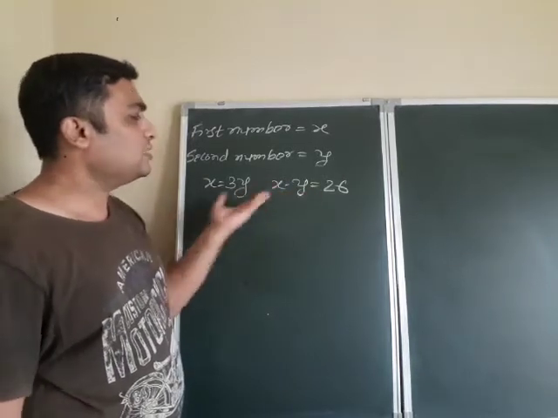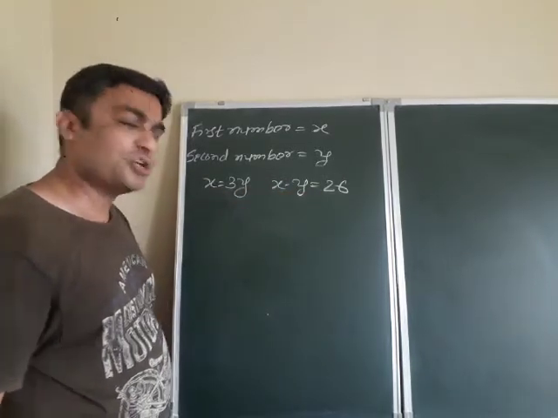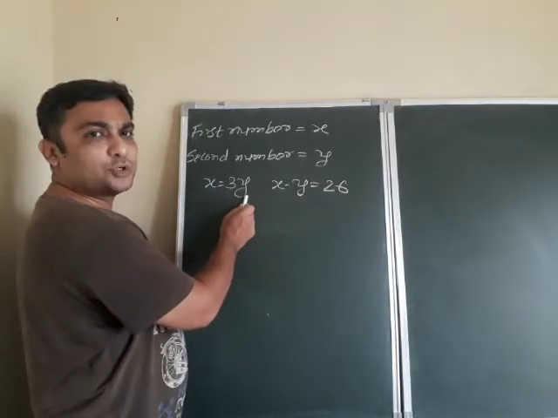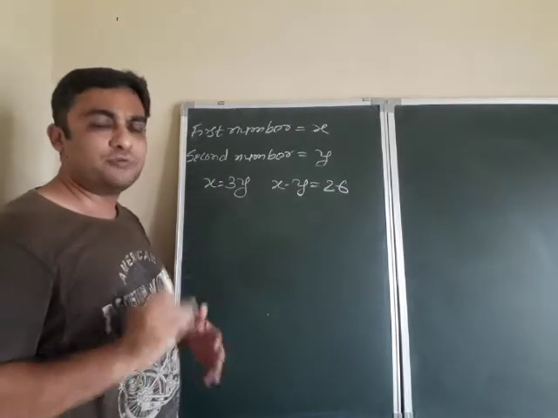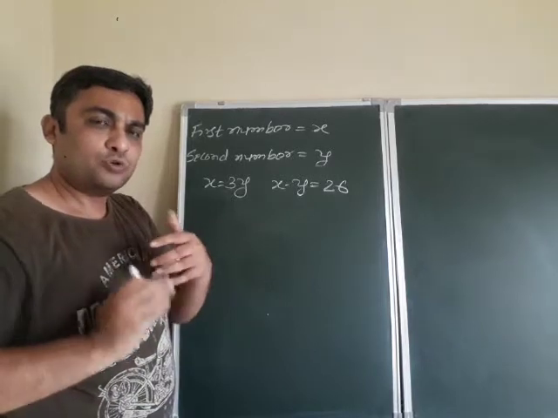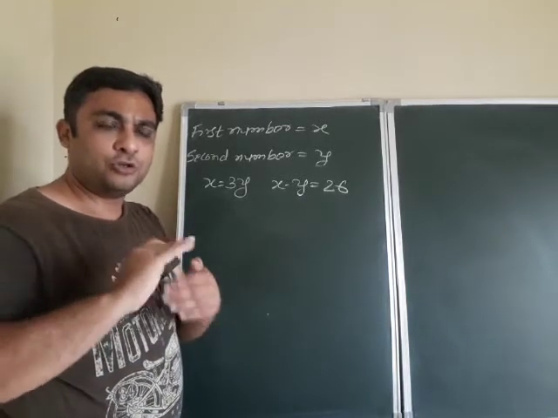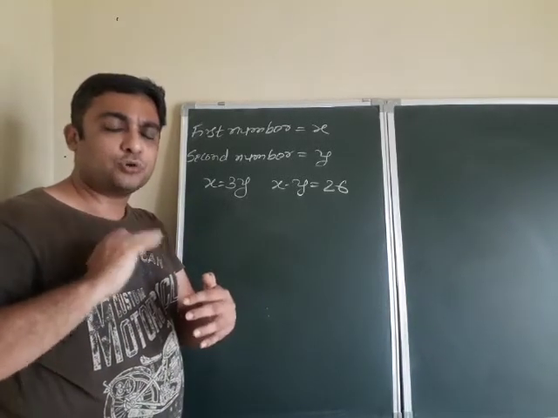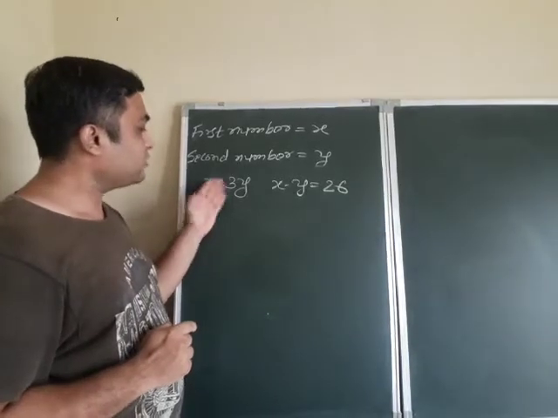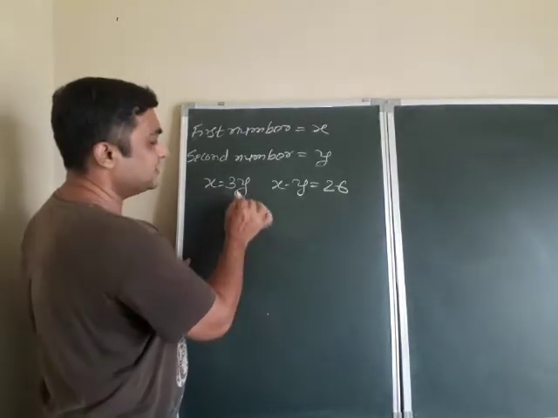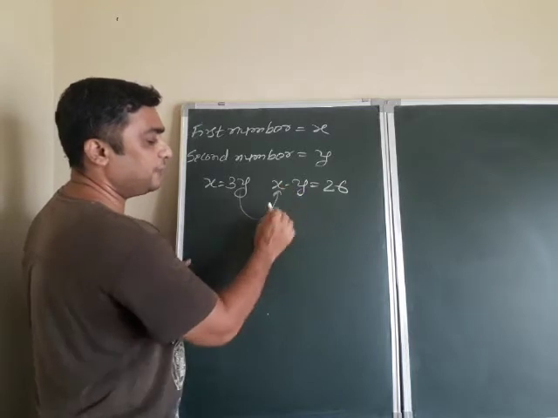Clear? Now solve both these equations by using the method of substitution. Here x is already expressed in terms of y. When we solve both equations, first we decide whether we want to substitute x for y, or substitute y for x. Here x is already given as 3y, so I just replace the value of x with 3y.